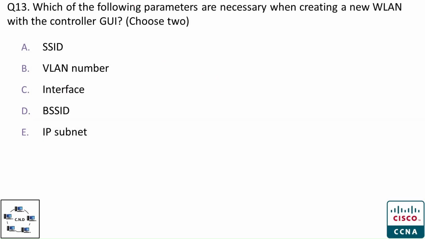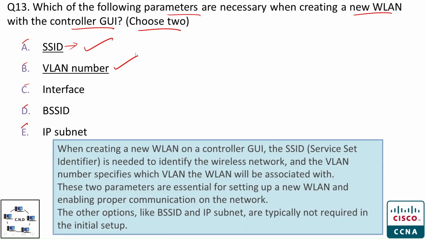Question number 13. Which of the following parameters are necessary when creating a new wireless LAN with the controller GUI? Choose two options. And the options are option A SSID, that is service set identifier, option B VLAN number, option C interface, option D BSSID, and option E IP subnet. And the correct options are option A SSID and option B VLAN number.